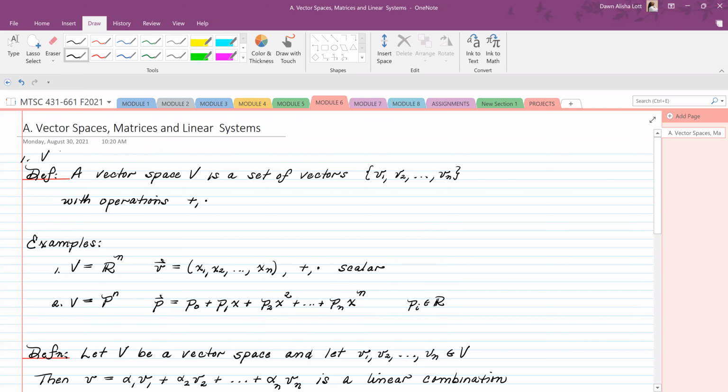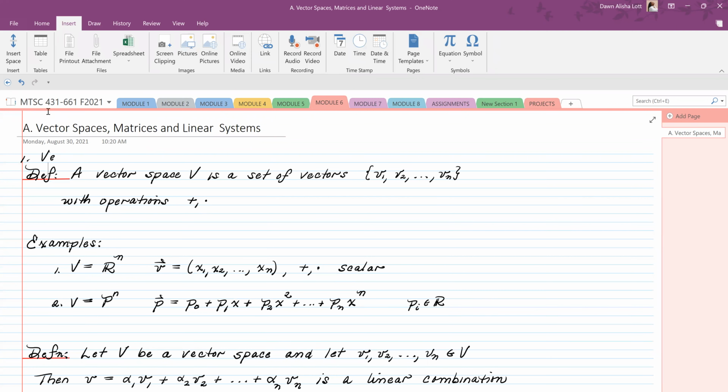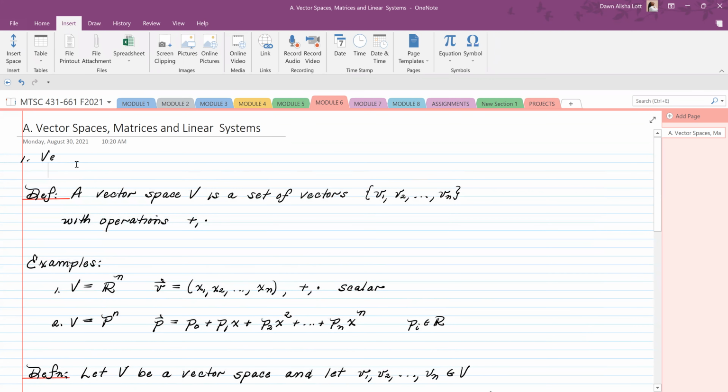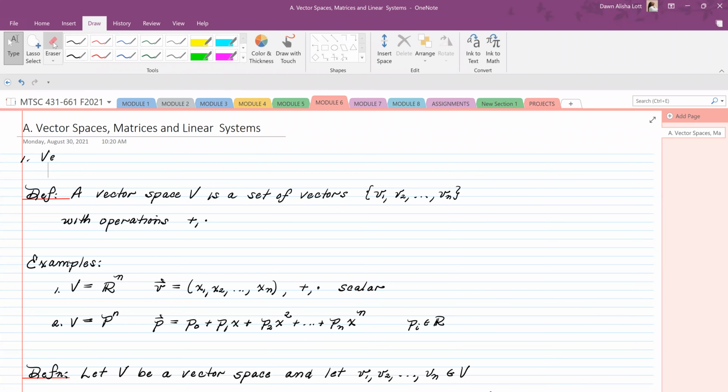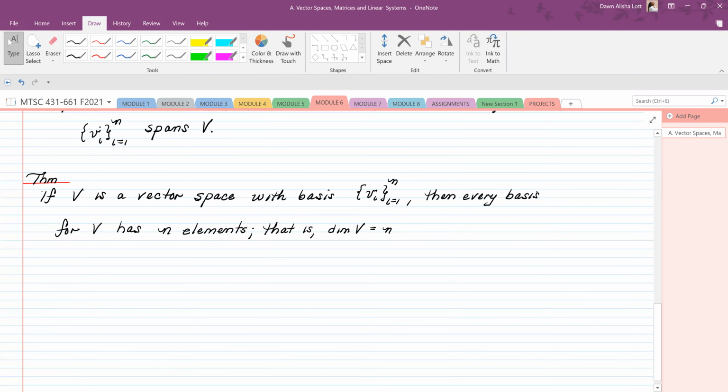One vector. My notes need some organization. Okay.